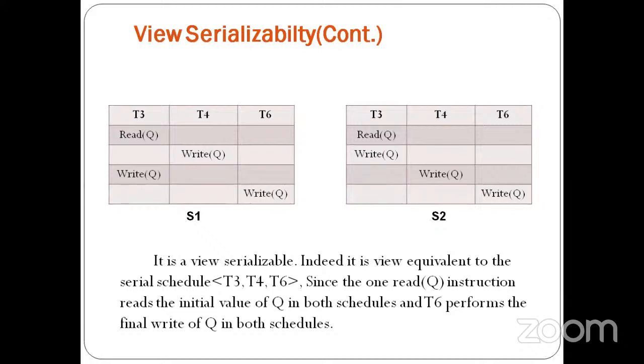So it is view serializable, that is, view equivalent to the serial schedule T3, T4, T6, since the read queue instruction reads the initial value of queue in both schedules and T6 performs the final write of queue in both schedules.